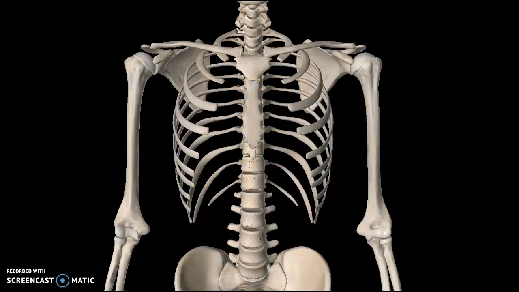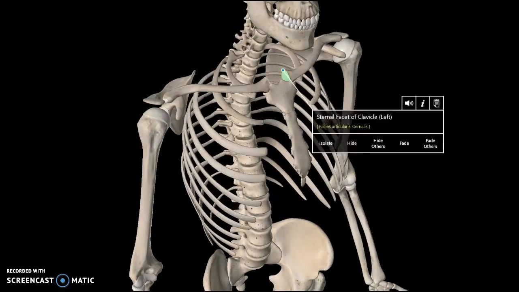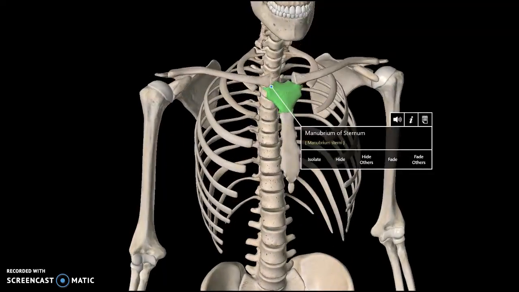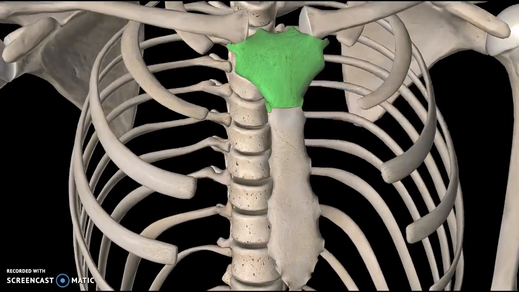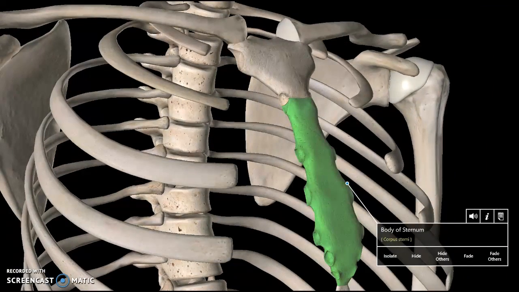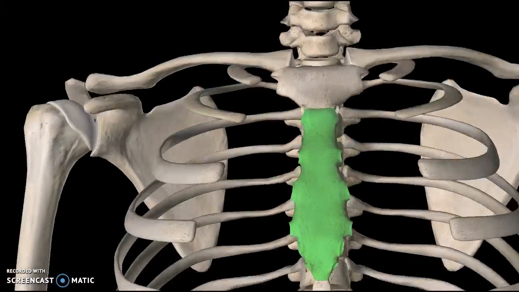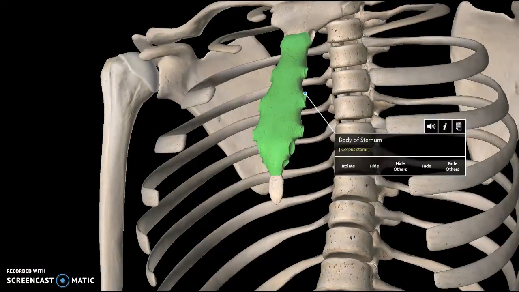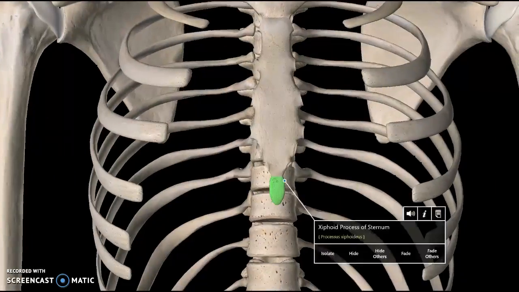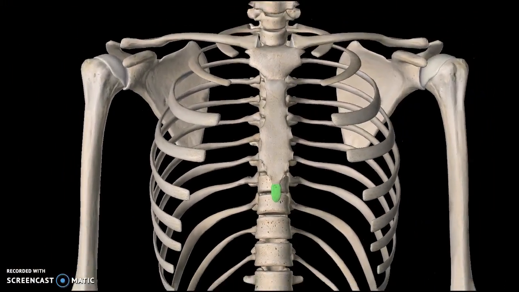So, just to review quickly, we got the Manubrium, which is the structure here, and then we go down. We got this line here that separates Manubrium and the body of sternum, and this is known as the sternal angle. And then we got the body of sternum, which is this structure here, and then moving down a bit, we got the xiphoid process, which sums up the middle of the rib cage.